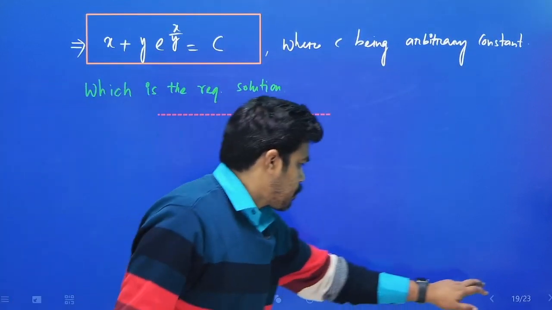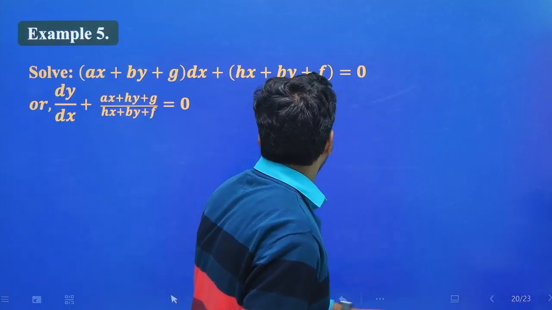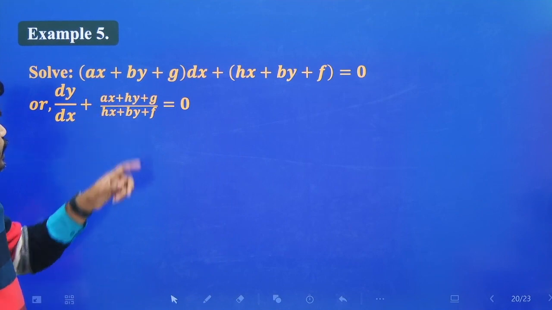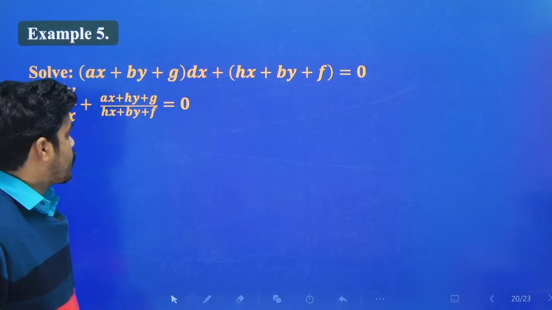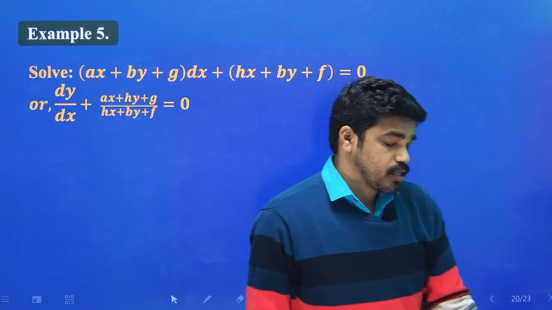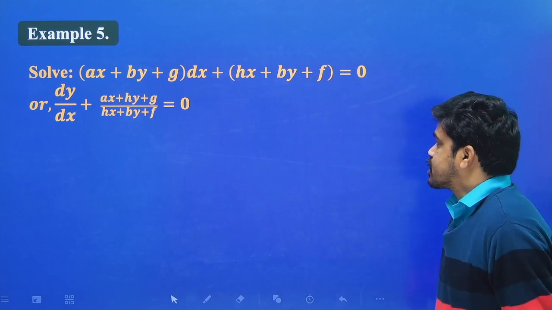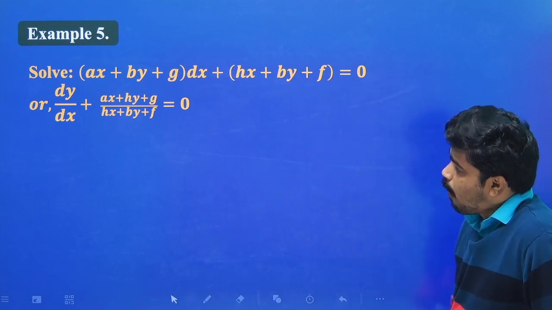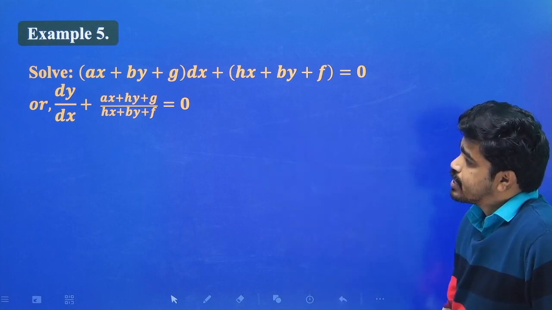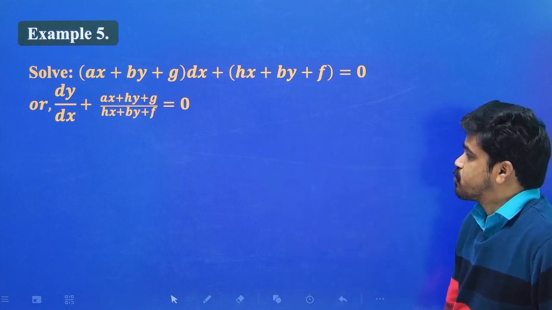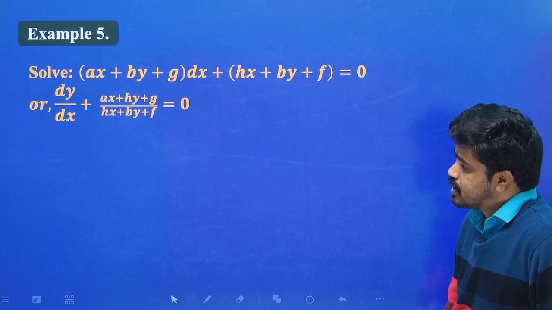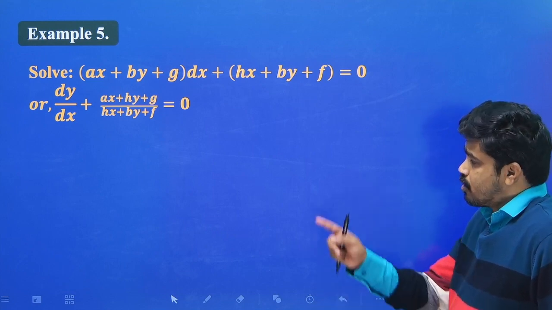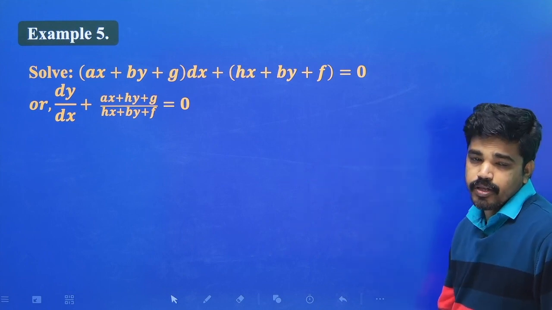So next example. So note this question. Solve (ax plus hy plus g) dx plus (hx plus by plus f) dy is equal to 0, or dy/dx plus (ax plus hy plus g) divided by (hx plus by plus f) is equal to 0. First of all, note this question.